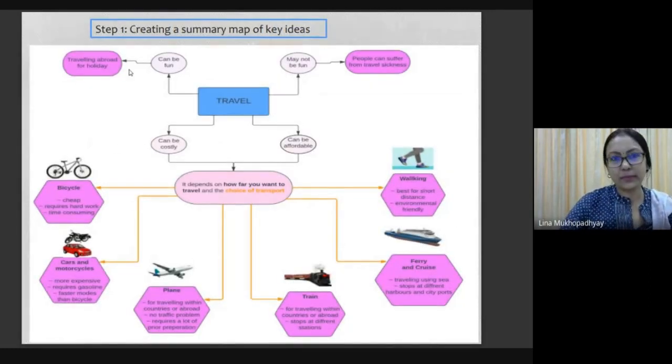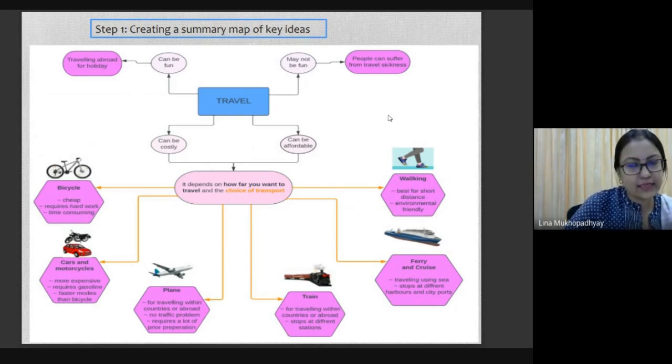So the text map, creating a summary map of key ideas. This is how the text map would look. You can take a minute to look at it. Okay, so here you can notice that usually we don't need to use sentences. We don't need to compose a text. We have to identify the key ideas and linguistically express them through a number of phrases.